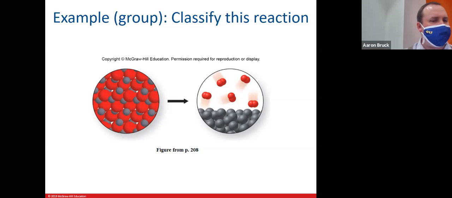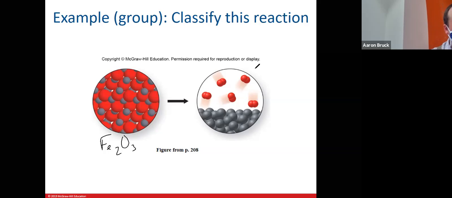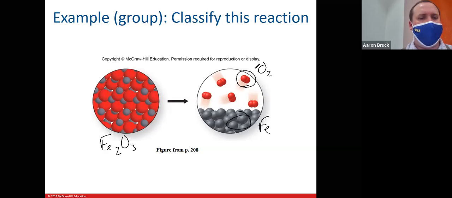Early consensus says it's decomposition. And the early consensus in this case would be correct. This is actually the compound iron 3 oxide. And we can see that it is split into oxygen gas and iron metal. So one ionic compound has split apart into multiple elements. That's decomposition.